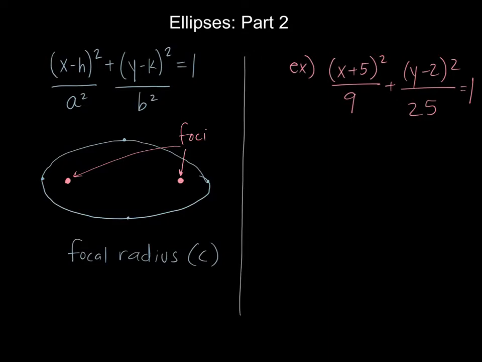So the formula that you need to use is kind of like the Pythagorean theorem. It looks similar to it, but we need to find this focal length C, and it's completely based on A and B. A being my x radius and B being my y radius. So C, which goes just out to the focal point, is going to be found using this equation right here, C squared equals A squared minus B squared.